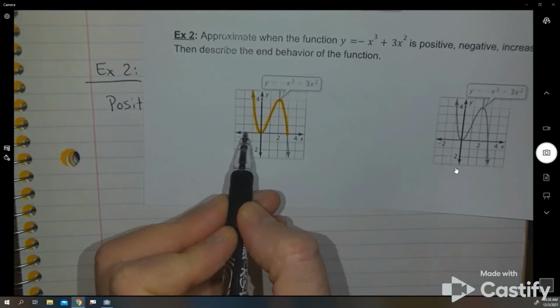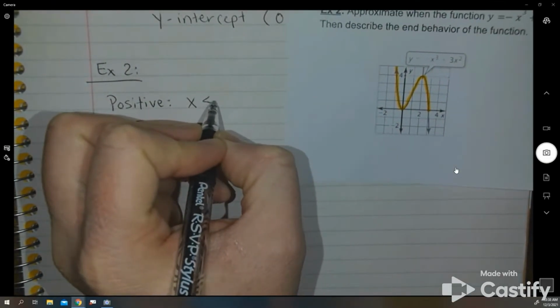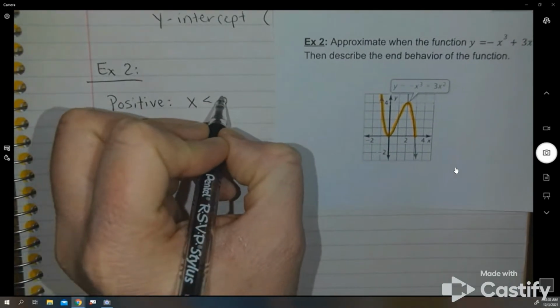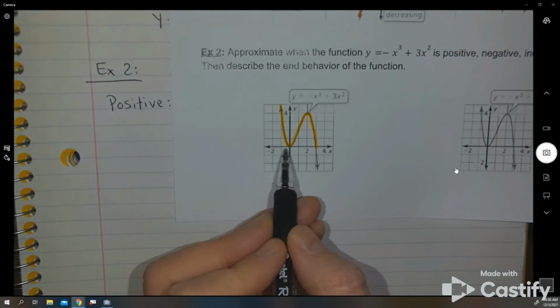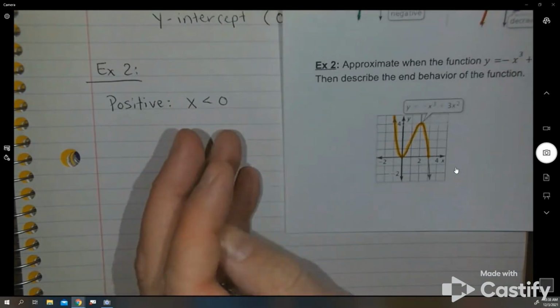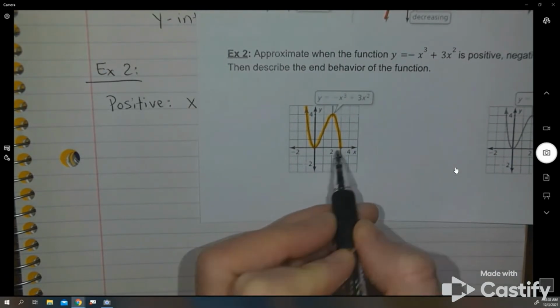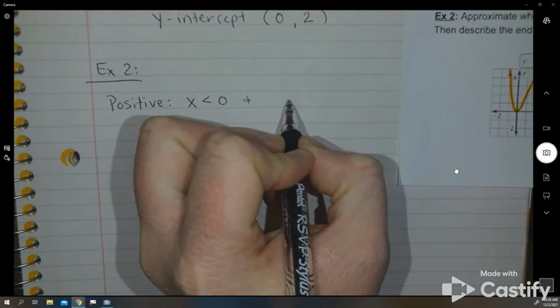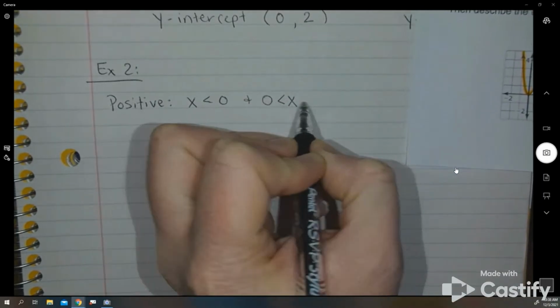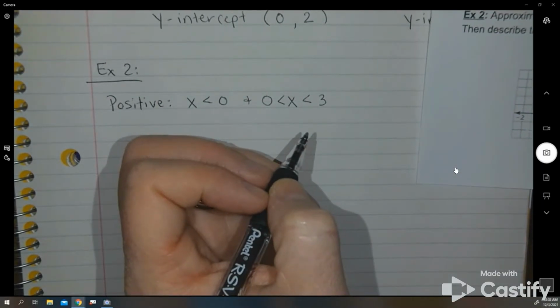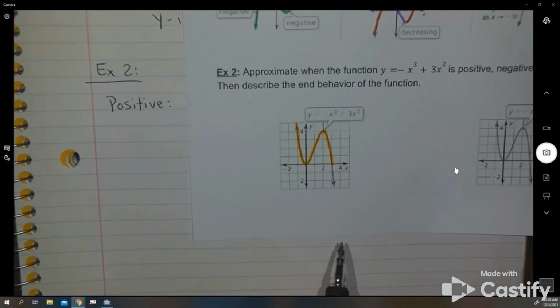is anything smaller than 0. I pointed to it and said the wrong number. So anytime that x is smaller than 0, we know that we have a positive behavior right here. We also know that from 0 to positive 3 is positive. So I also have a compound inequality. So when x is greater than 0, but less than positive 3, then it is also a positive behavior.